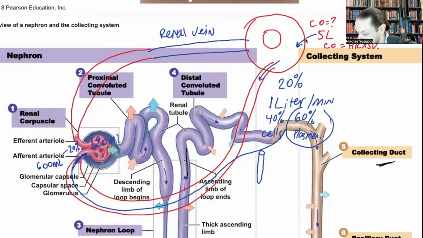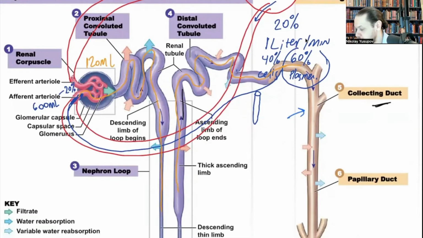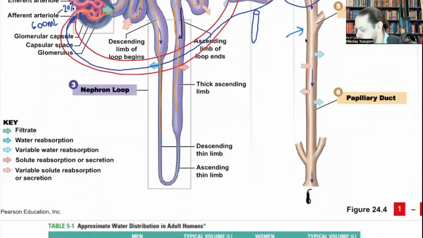So let me actually use a different color so you guys can see. So every minute, about 120 mLs gets filtered through here, right? All the way through this nephron. And as it's coming through this, we eventually are going to make urine. And urine is made in this portion here, in the collecting duct. And then we're going to pass some urine. Some urine eventually comes out.